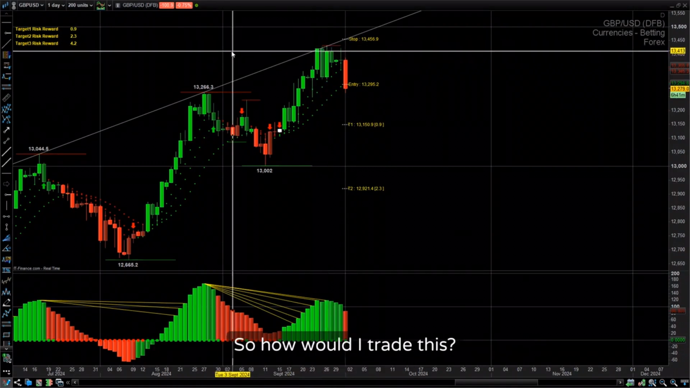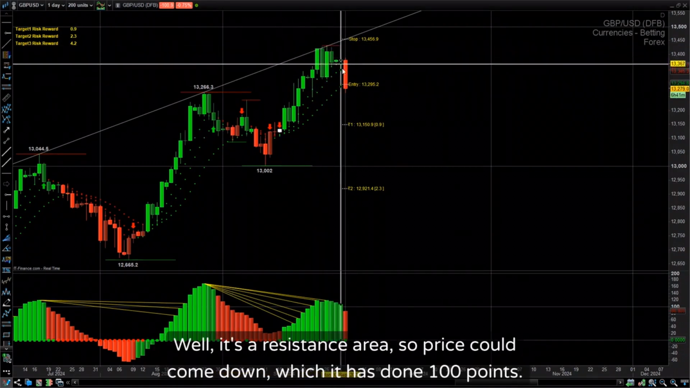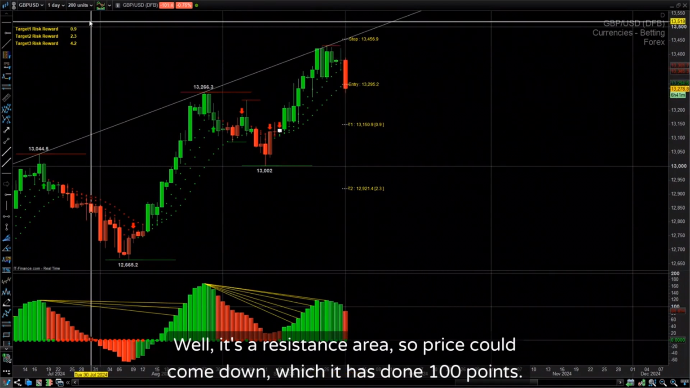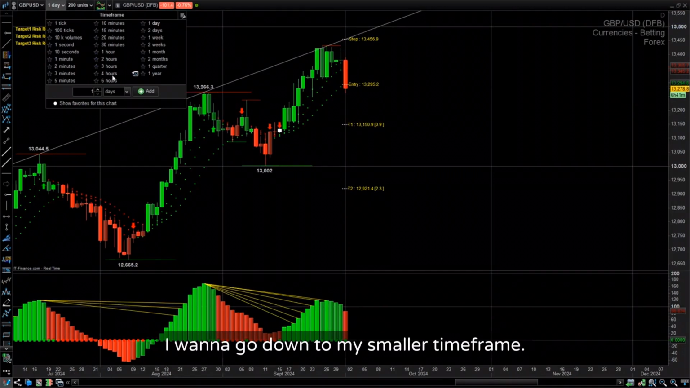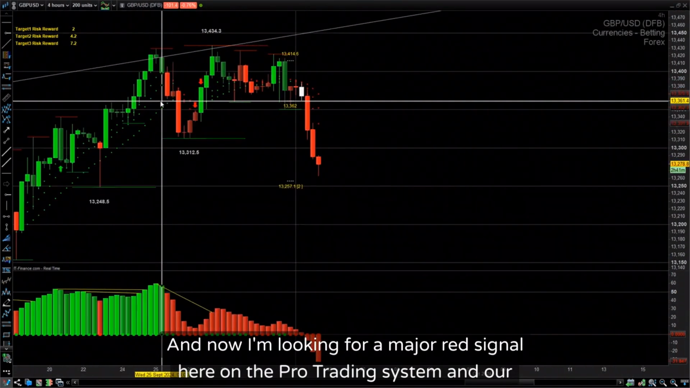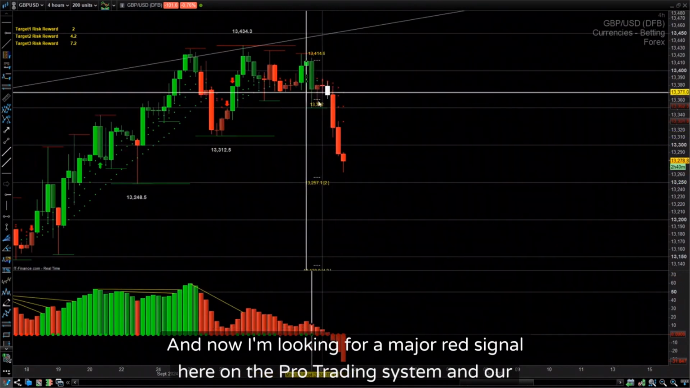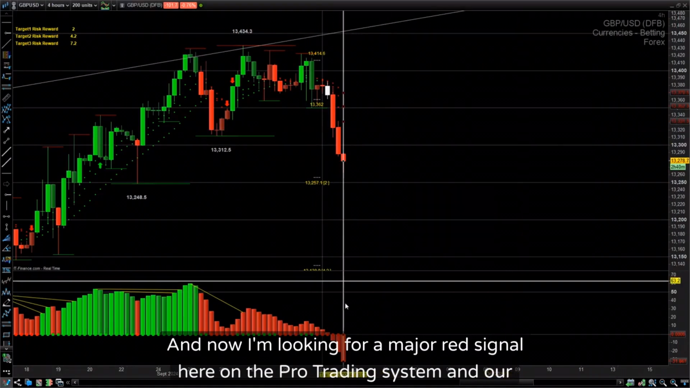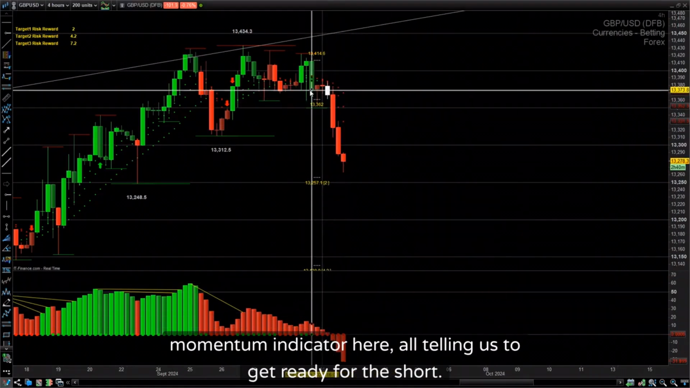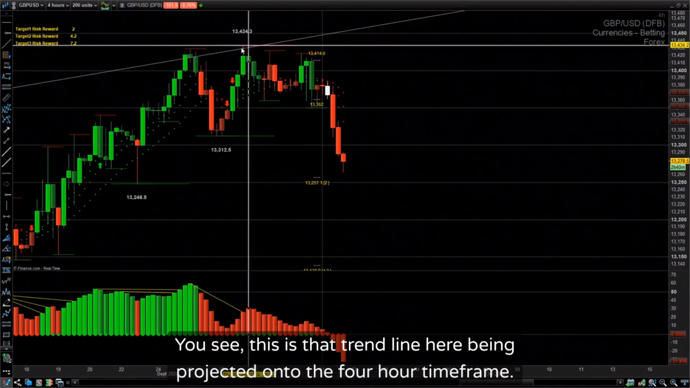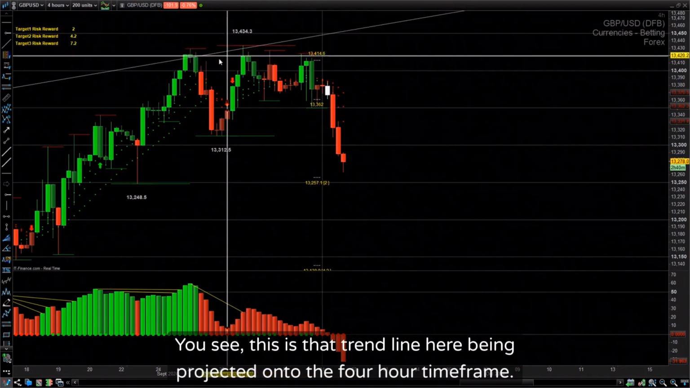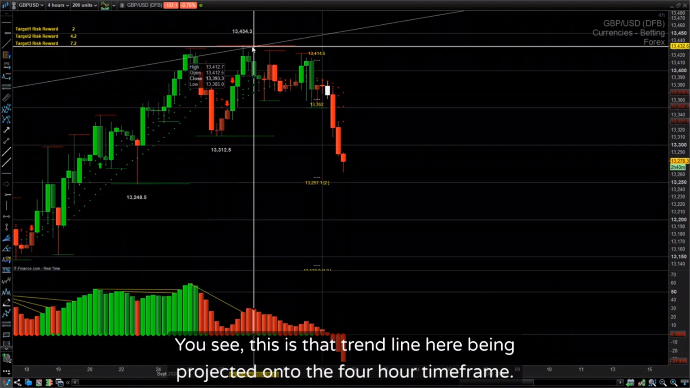So how would I trade this? Well, it's a resistance area, so price could come down, which it has done 100 points. I want to go down to my smaller time frame. And now I'm looking for a major red signal here on the ProTrain system and our momentum indicator here, all telling us to get ready for the short. You see, this is that trend line here being projected onto the 4-hour time frame.